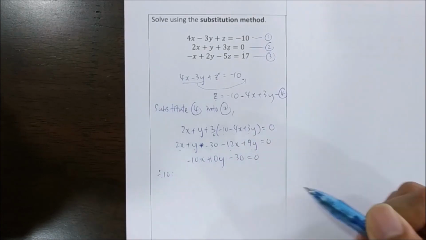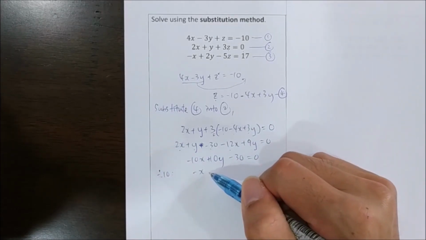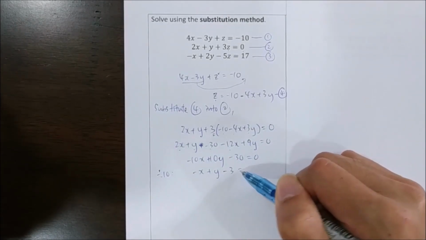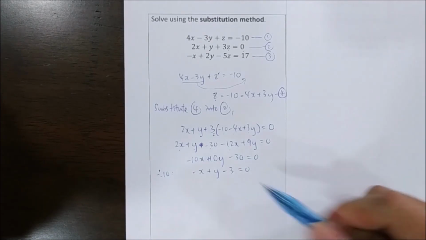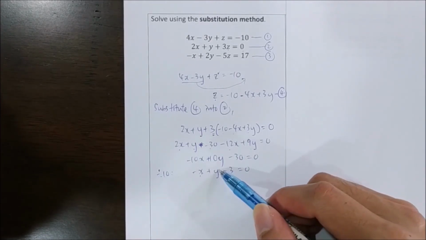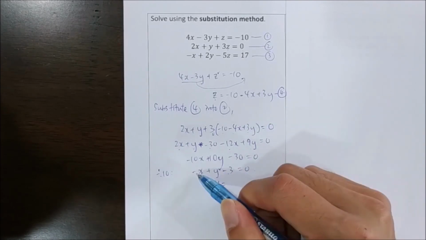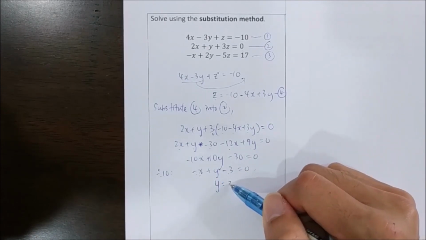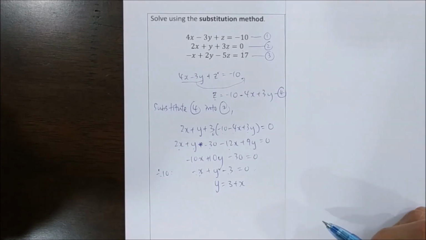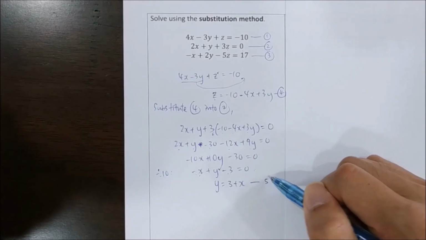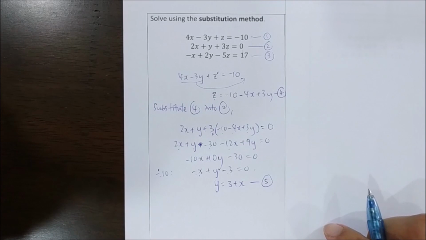Now we simplify this by dividing by 10, negative x plus y minus 3 equals to 0. Now we have two variables left, and we take one, let's say y, as a subject again, and move the rest to the right hand side. Then we label this as equation number 5.